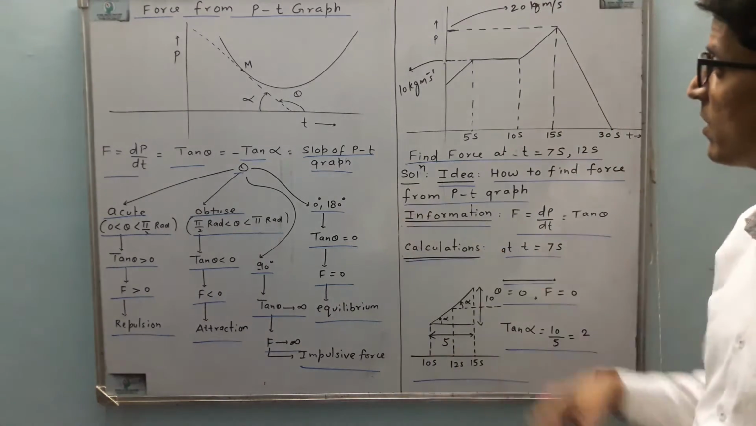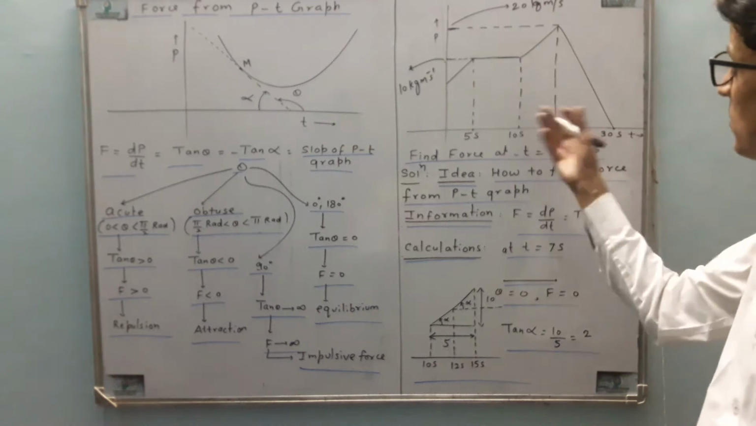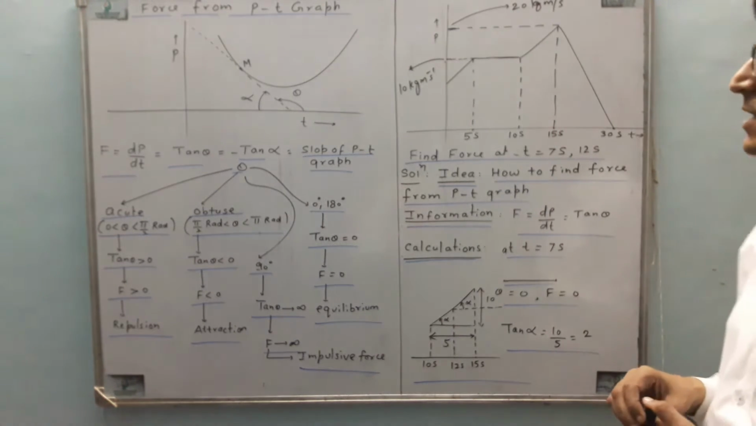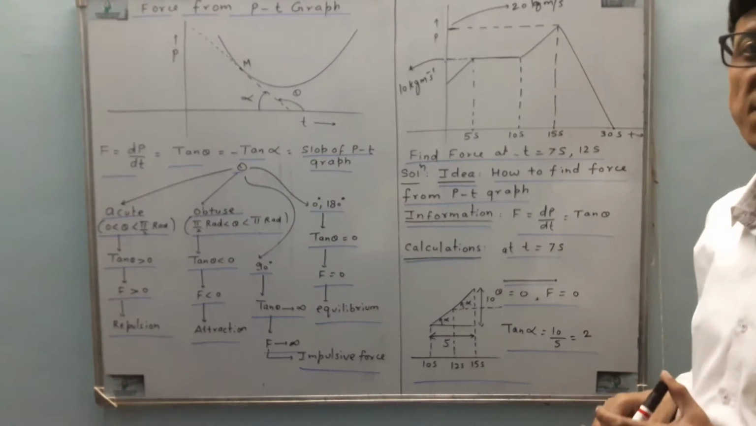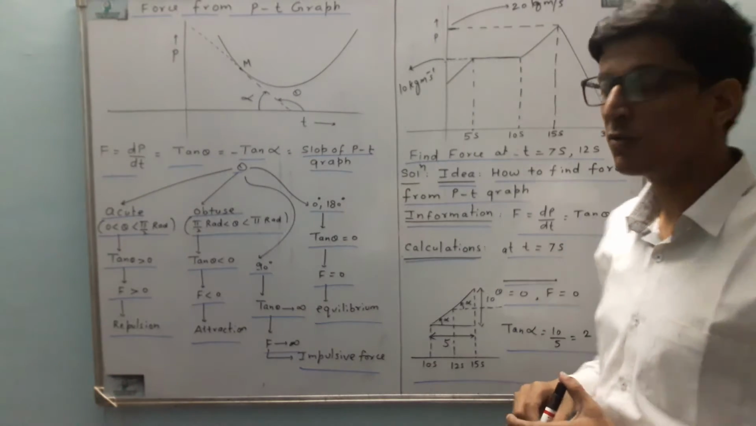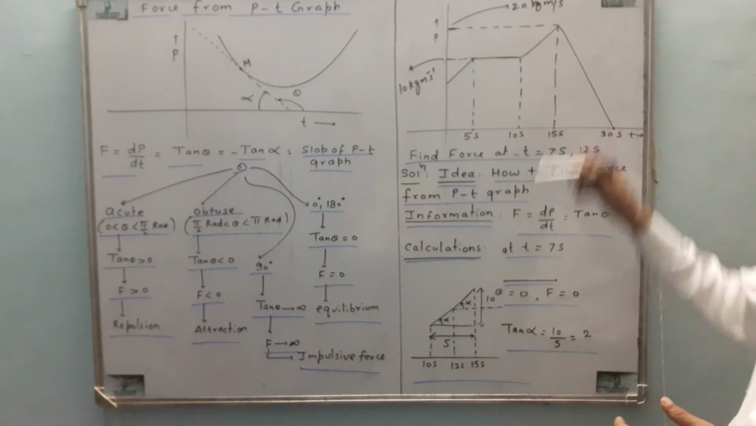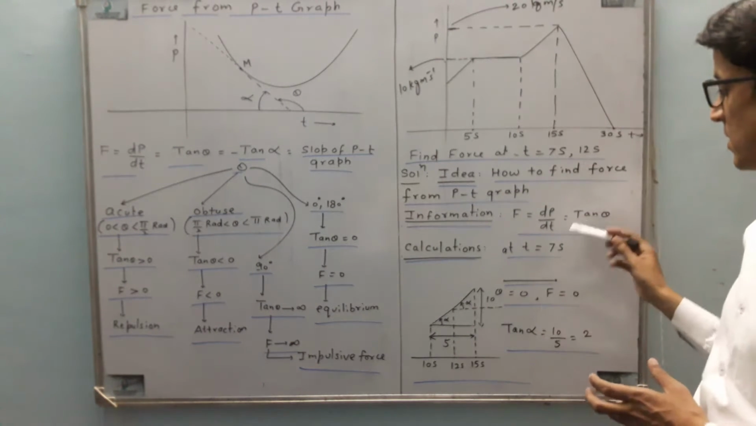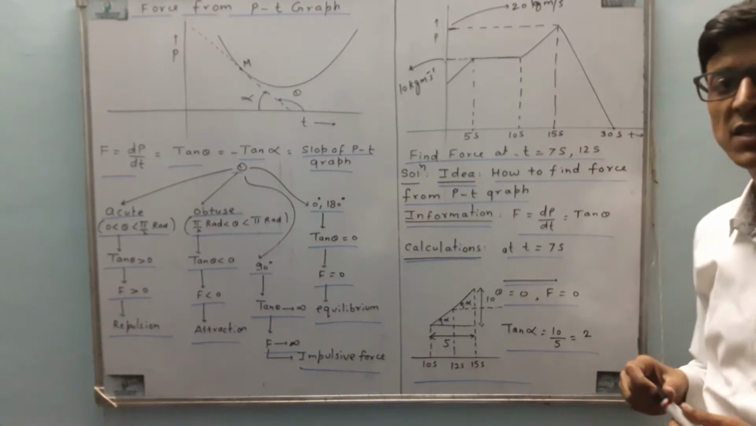So let's implement what we have learned in a question. The momentum time graph is given and we need to find the force at t equal to 7 seconds and 12 seconds. So we will follow the steps: silent mind, idea, information and calculations. Let's start with the idea. The idea is how to find force from the PT graph. The information is that F is dp by dt, which is equal to tan theta.